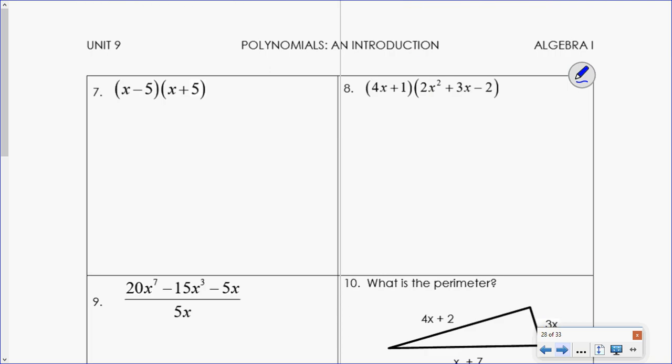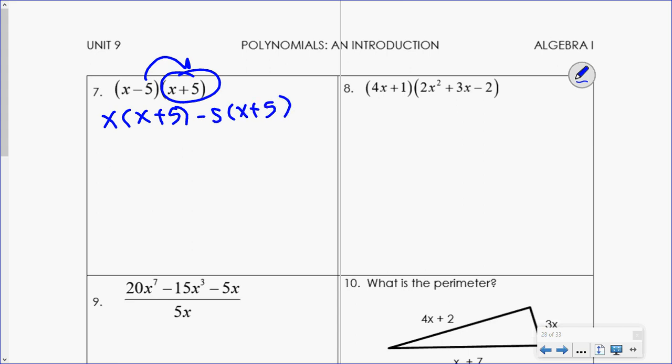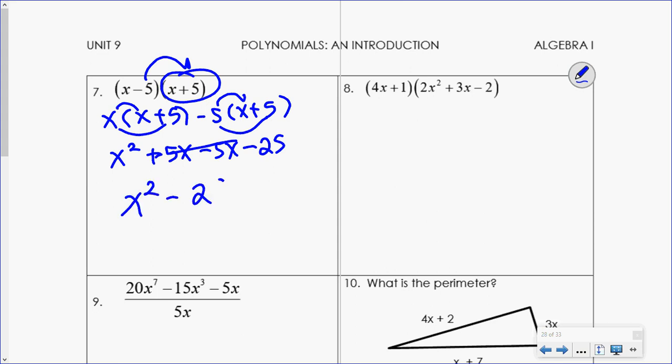Number 7. This is a difference of two squares, except we're multiplying the difference of two squares. So I get x times x plus 5, and then negative 5 times x plus 5. I'm going to skip some steps here. So x times x is x squared. X times 5 is positive 5x. Negative 5 times x is negative 5x. Negative 5 times 5 is negative 25. Combine like terms, I end up with x squared minus 25.